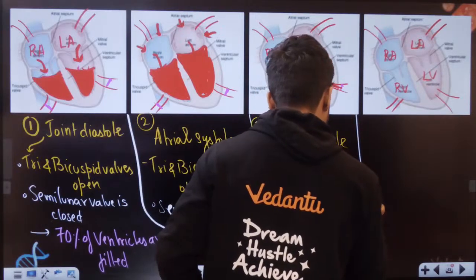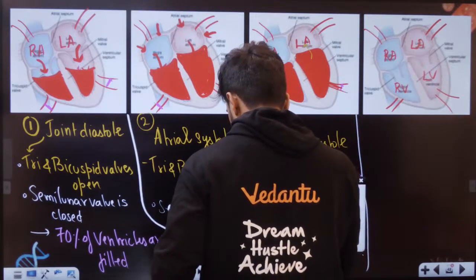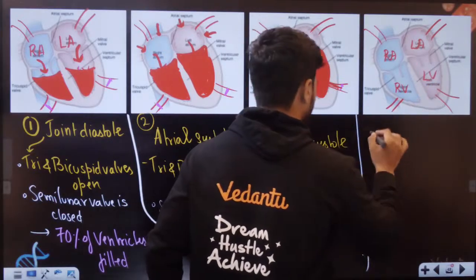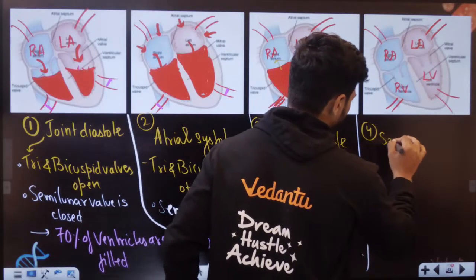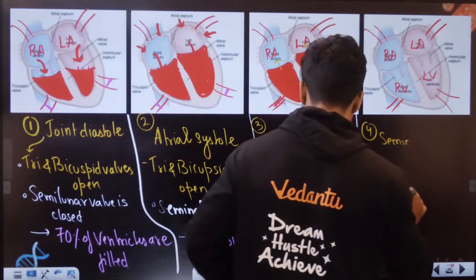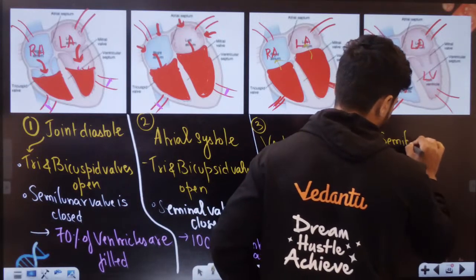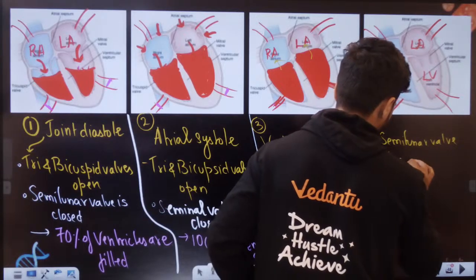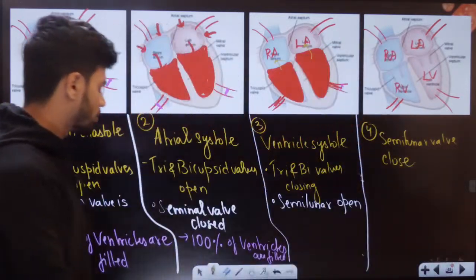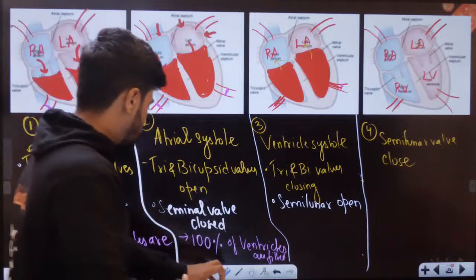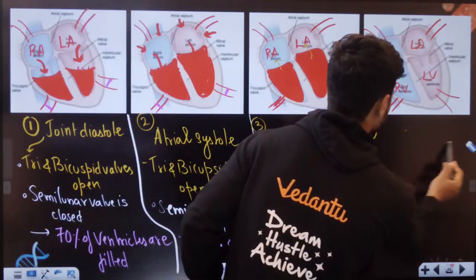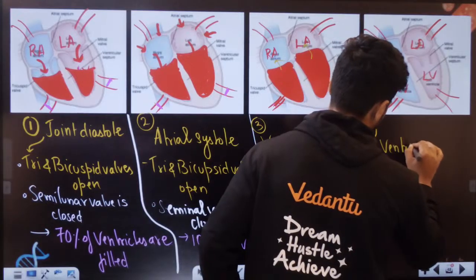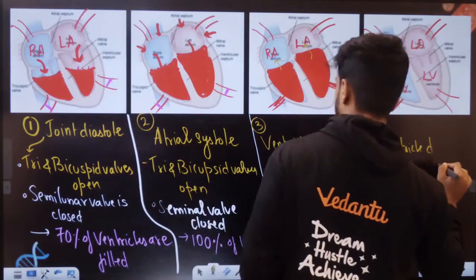Now, what happens in the fourth phase, students? जब सारा ब्लड चला गया है ना, in the fourth phase, the semilunar valve will completely close now. Okay, and one second, we'll write the main part here. That is ventricle diastole.